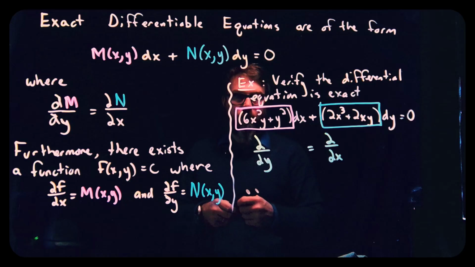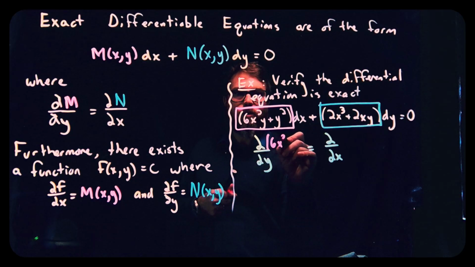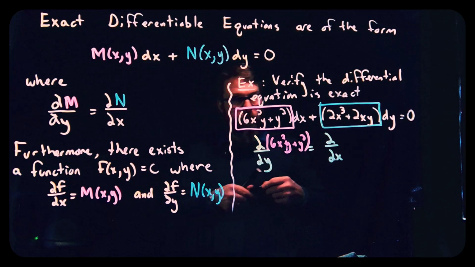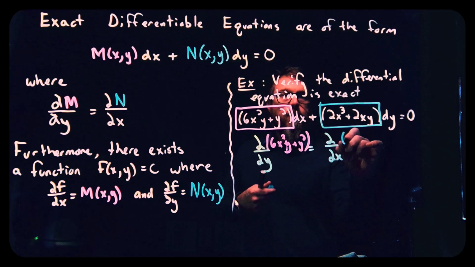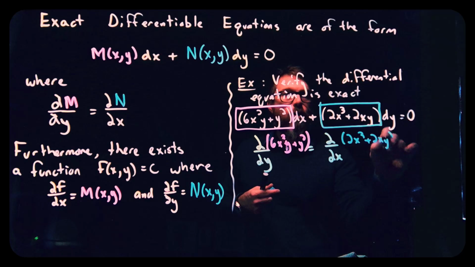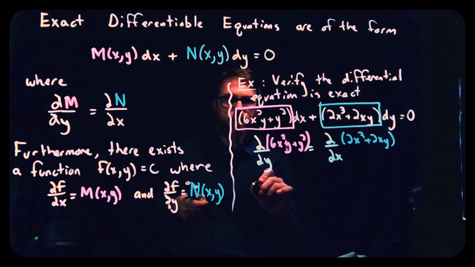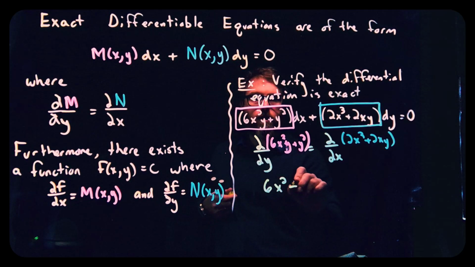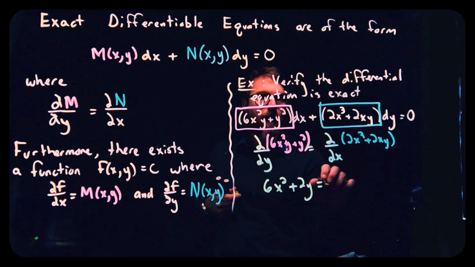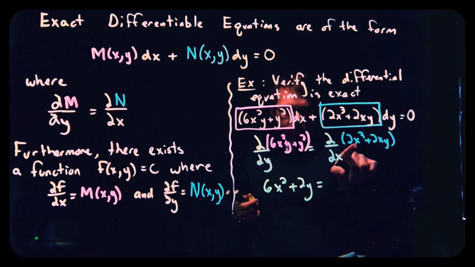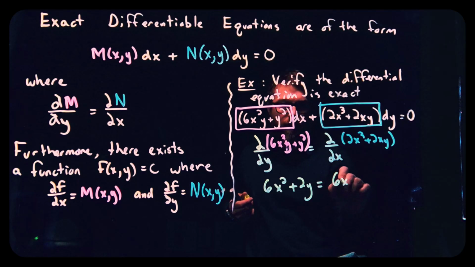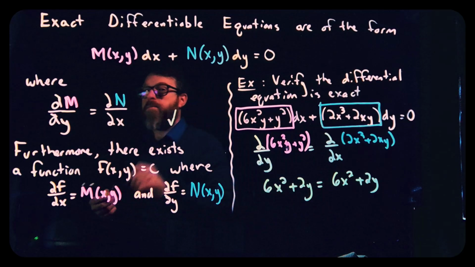So we have M, which is 6x squared y plus y squared, and then over here we have the blue function N, which is 2x cubed plus 2xy. Now, taking these partial derivatives, the derivative of M with respect to y is 6x squared plus the derivative of y squared with respect to y, which is 2y. On the other side, I take the derivative of N with respect to x. The derivative of the first term is 6x squared, and the derivative of 2xy with respect to x is 2y. And we can see that these are equal, satisfying the condition.